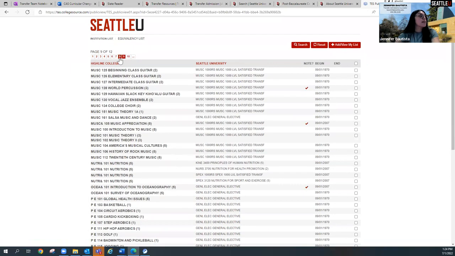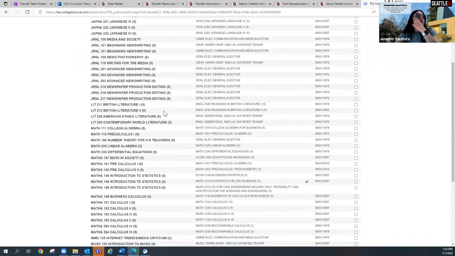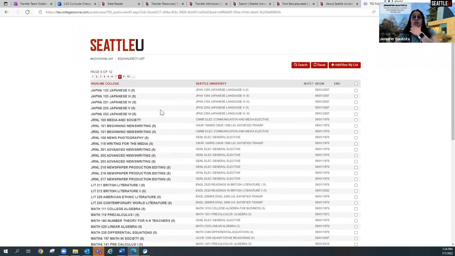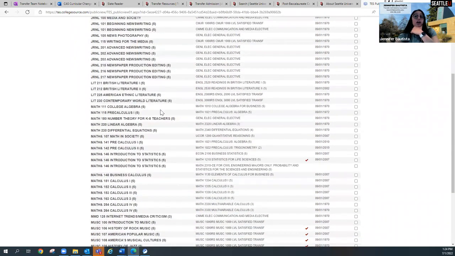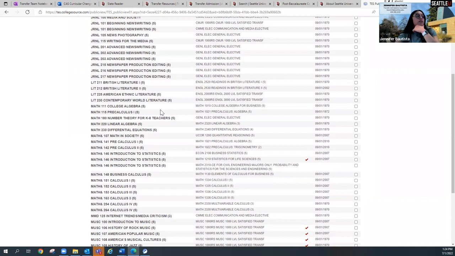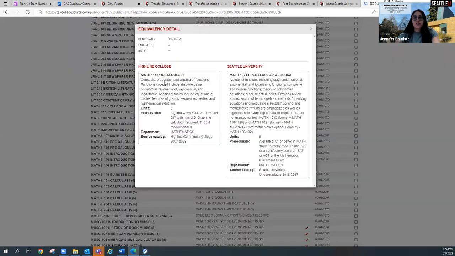So I'm at the end of the M's. It's on page number 8, just so I make sure that all of the M's and all of the maths are populating. So all of these will be maths, right? Let's go ahead and check this pre-calculus one, Math 115 at Highline, but it's called Math 1021, Pre-Calculus Algebra, at Seattle U. So again, very important to take note of this Seattle U course number.